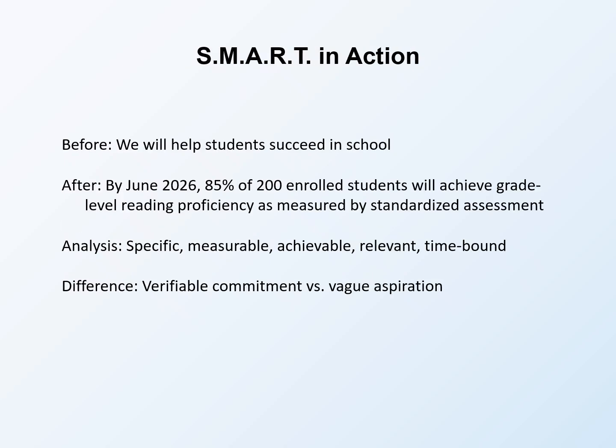SMART in action shows the transformation from weak to strong objectives. Before: we will help students succeed in school. This is vague, unmeasurable, and not time-bound. It sounds nice but commits to nothing verifiable. After: by June 2026, 85% of 200 enrolled students will achieve grade-level reading proficiency as measured by standardized assessment. This is SMART. Analysis confirms all criteria are met.